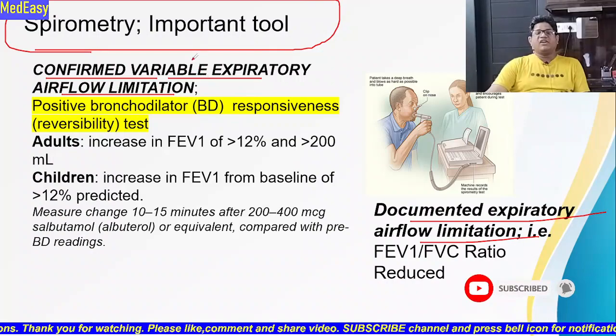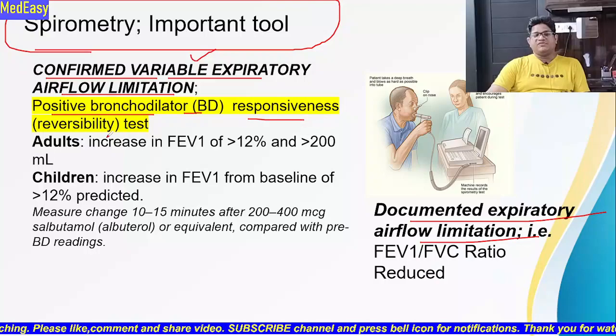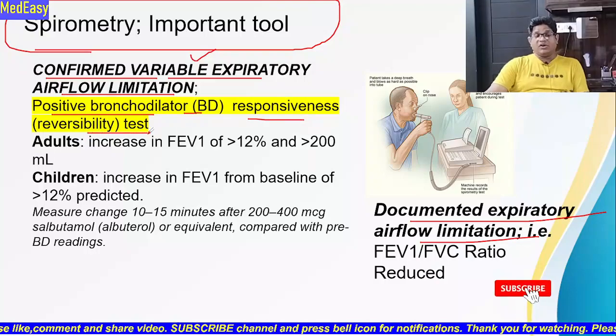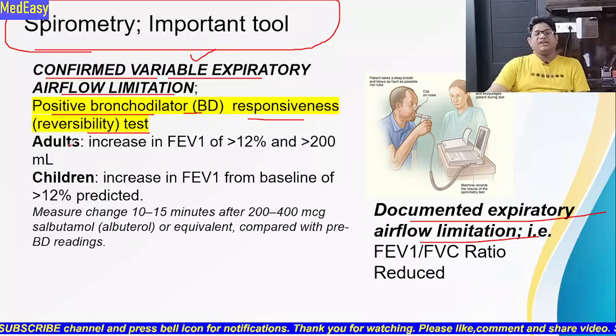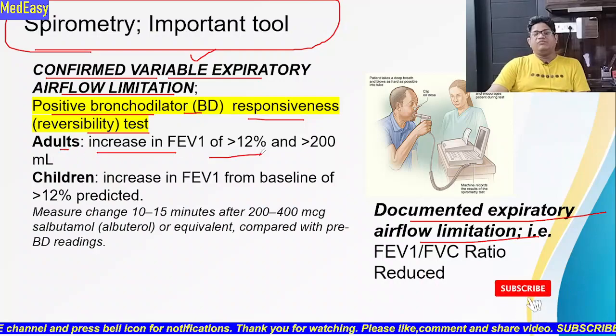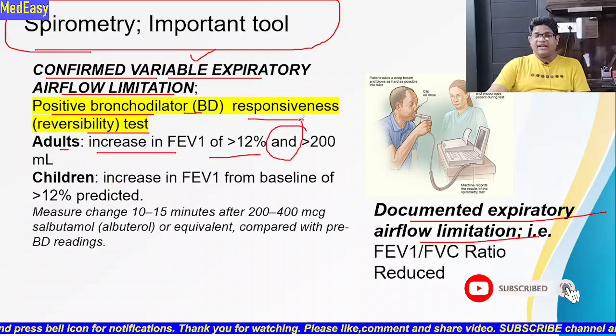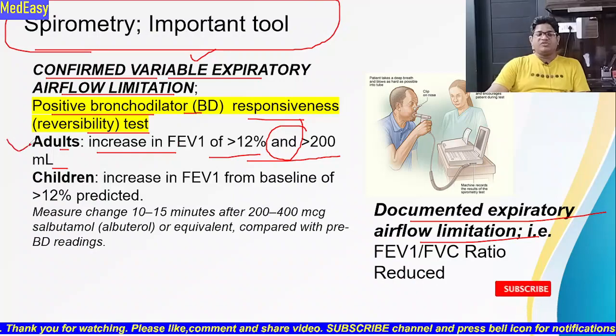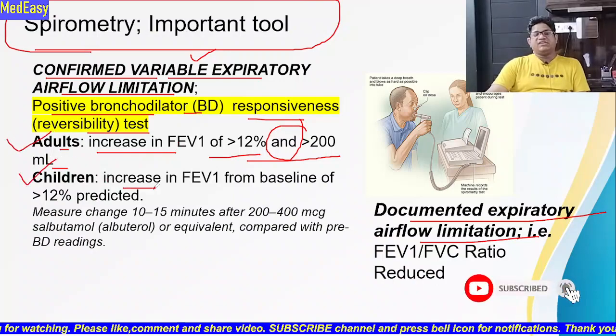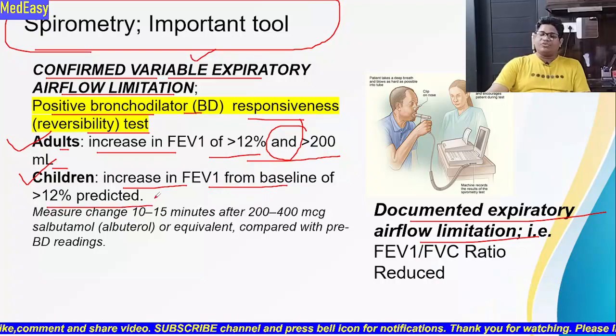So how do we confirm variable expiratory flow limitation? For that we do a positive bronchodilator responsiveness test, or reversibility testing. What does that mean? We do PFT and look at the parameters before and after using a bronchodilator. How is it defined? In adults, an increase in FEV1 of more than 12% and, mind it, there is an 'and', both should be there, FEV1 more than 12% and 200 ml post bronchodilator. If it improves, that is called a positive bronchodilator test. In children, an increase in FEV1 from baseline of more than 12% of predicted is taken as a positive bronchodilator responsiveness test.